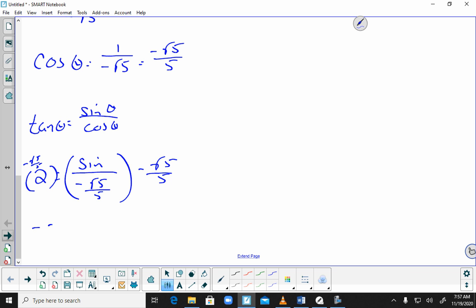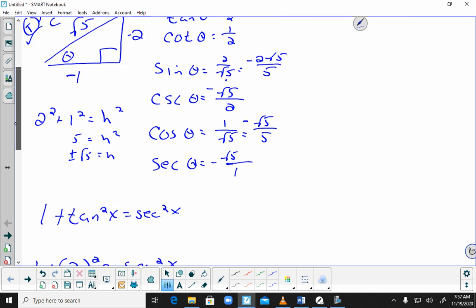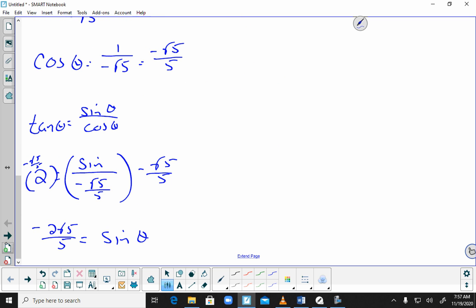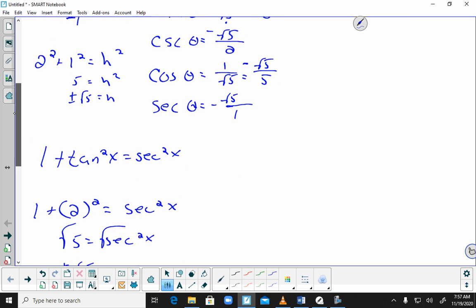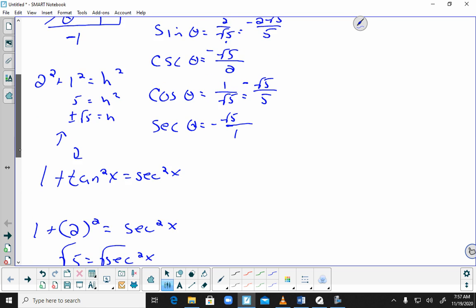I'm going to get negative 2 square roots of 5 over 5 is equal to the sine of theta. And I'm hoping that matches what I had before, and it does. So either way, you're either doing this triangle way up here, or you're doing the formulas down here.